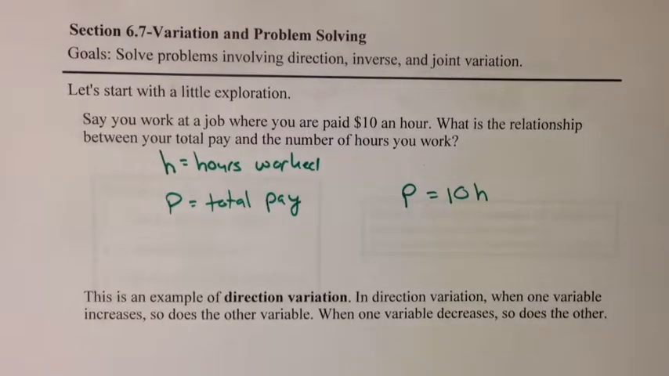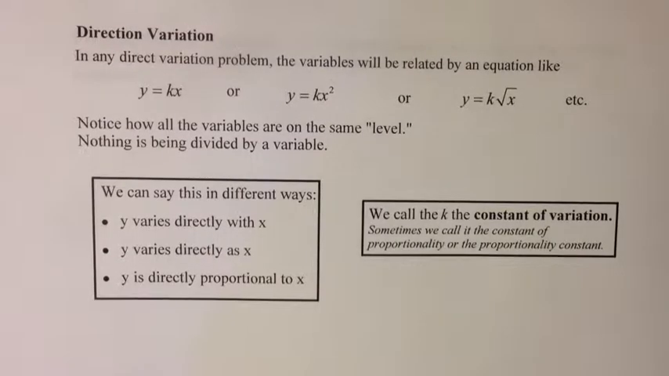This is an example of direct variation. In direct variation, when one variable increases, so does the other variable. When one variable decreases, so does the other. So the more hours you work, the more pay you get, and the fewer hours you work, the less pay you get. In any direct variation problem, the two variables you have are always related in the same way.